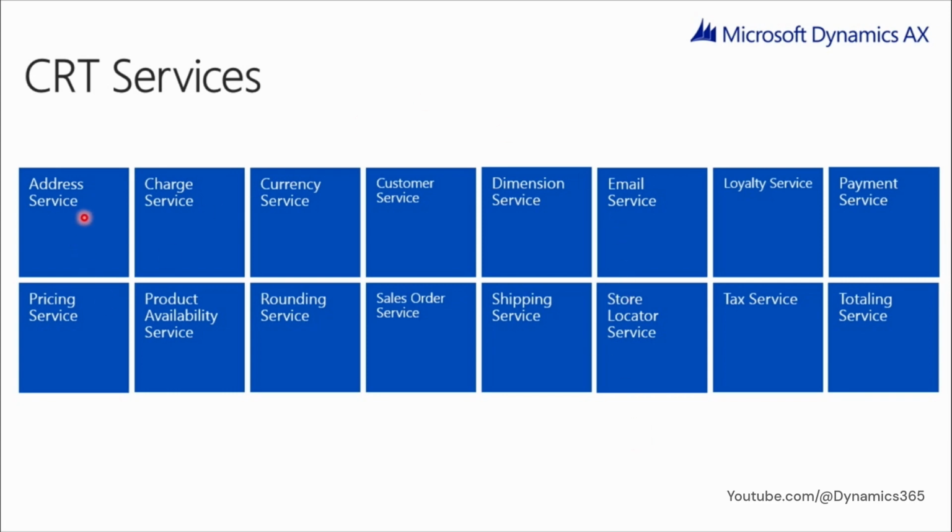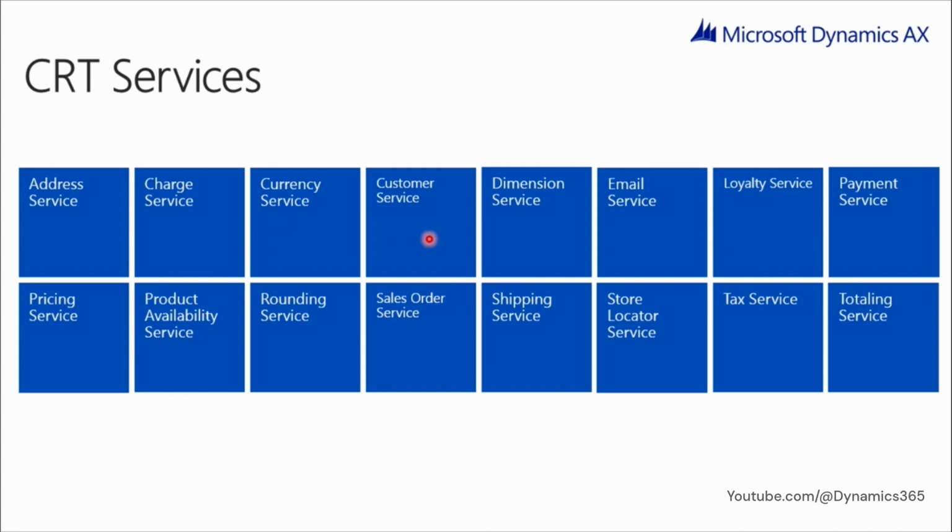First, let's talk about the address service. Address service verifies addresses and gets location information like cities, countries, or states. Next, let's talk about the charge service. This is the service used to calculate auto charges, price charges, and shipping charges for a transaction. Moving on, let's talk about the currency service. The currency service converts currencies based on exchange rates. These exchange rates are configured, and we can even connect to third party services to get these exchange rates and the relevant data for the currency service.